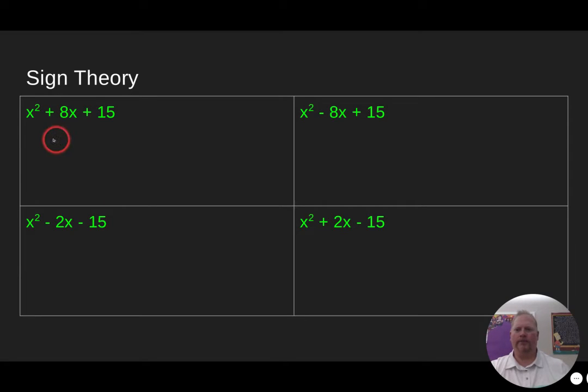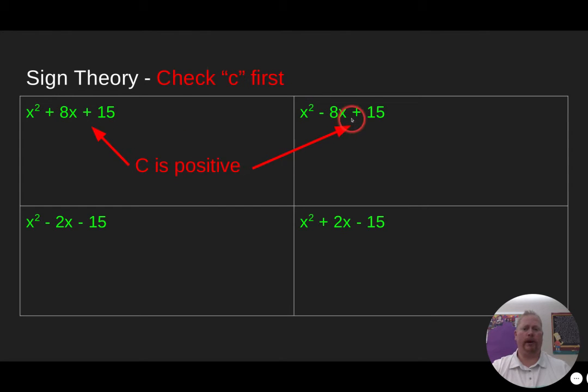So in the first 2 problems, the only thing that's different is the signs. Same deal in the last 2 problems, okay? So I'm going to talk about how you know what the signs of the two numbers you're looking for are. So first thing I want to do is check my C value first. On the first 2 problems, the top 2, my C value is positive. I have a plus 15 there.